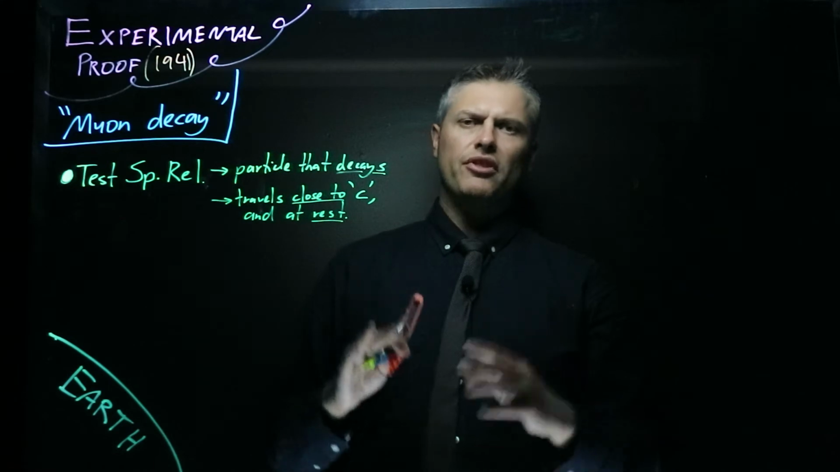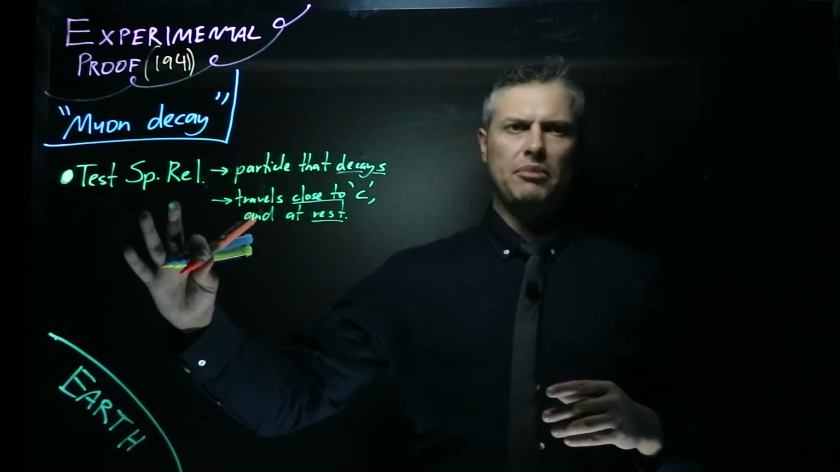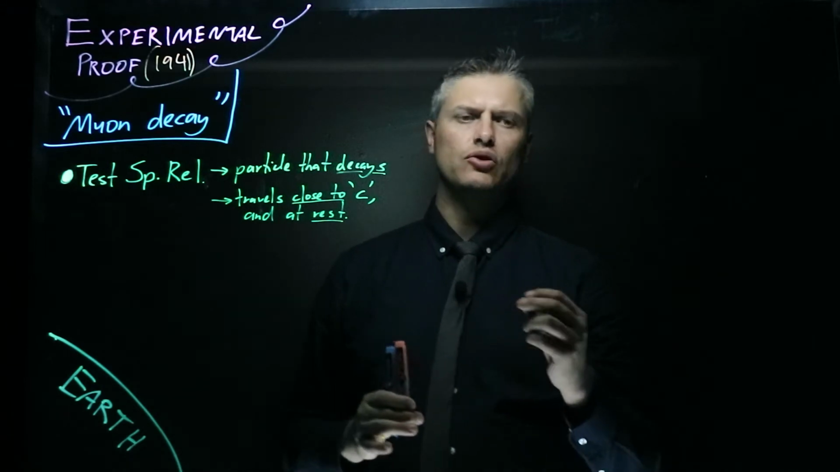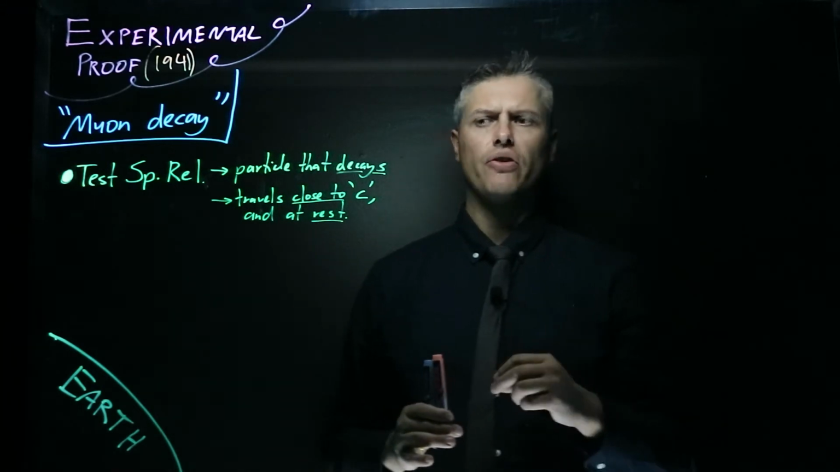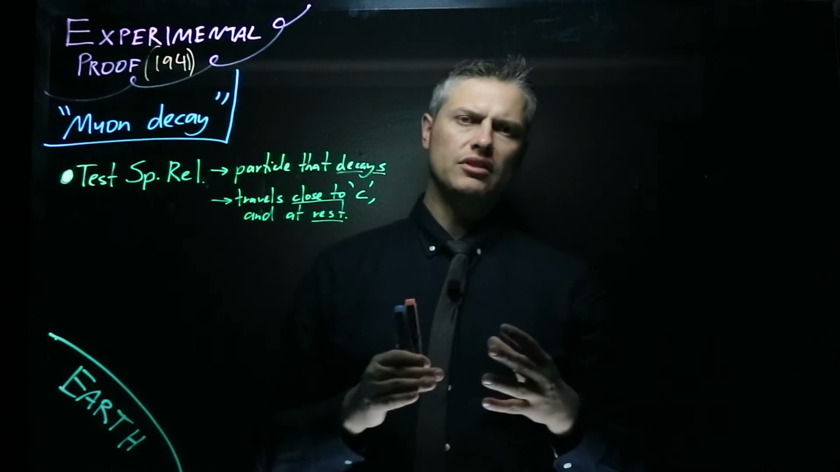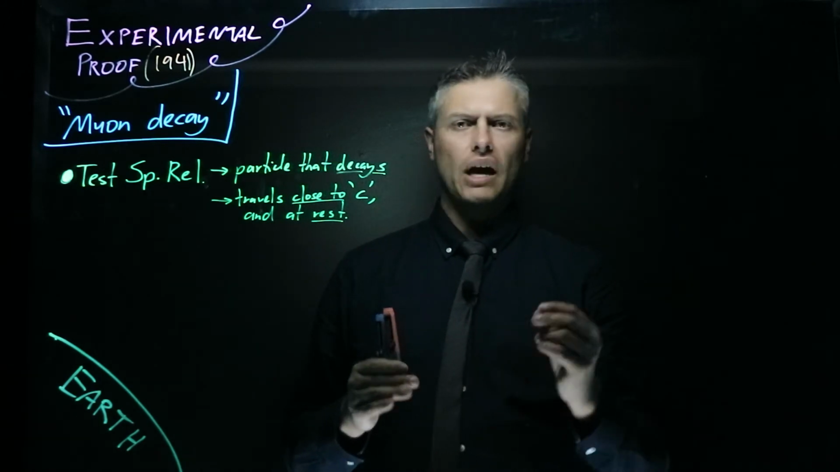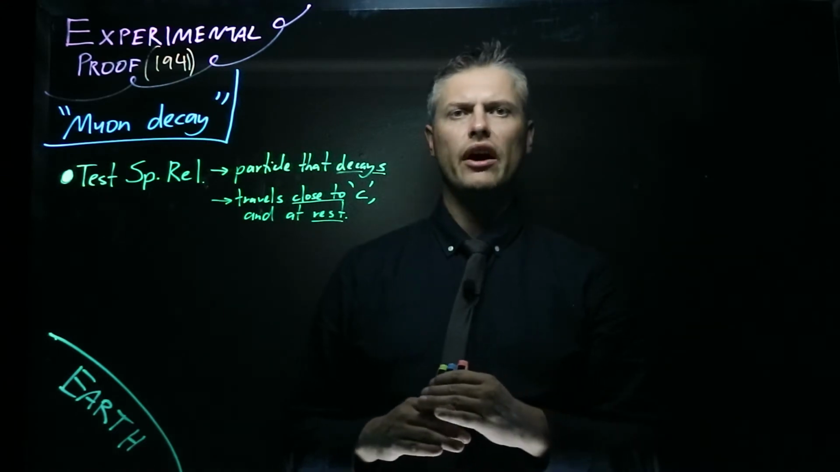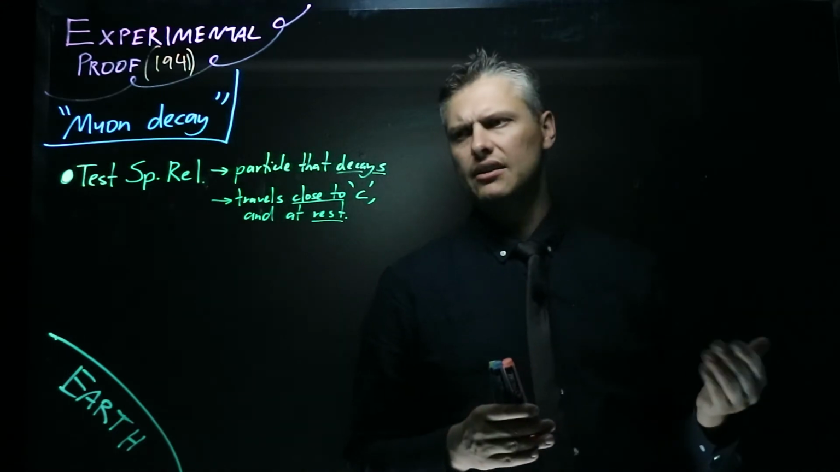But let's stop and think about what would be needed to test special relativity. We need a particle that would decay. That would be really good because then we can actually put time on things. So if we know how long something takes to decay, then we have a clock. We can basically say that things have gone a certain time if we know how much has decayed.